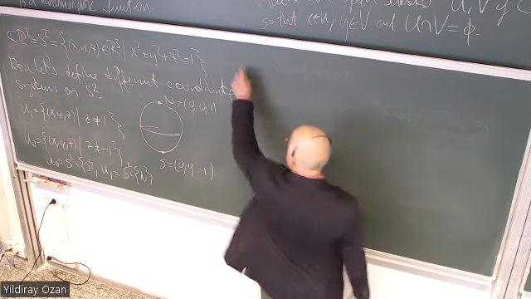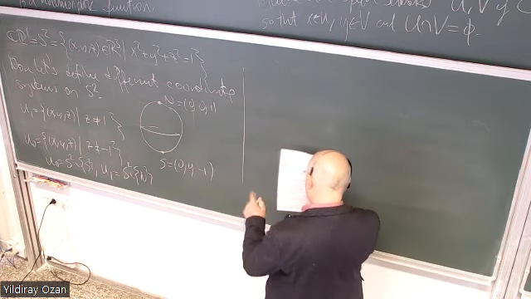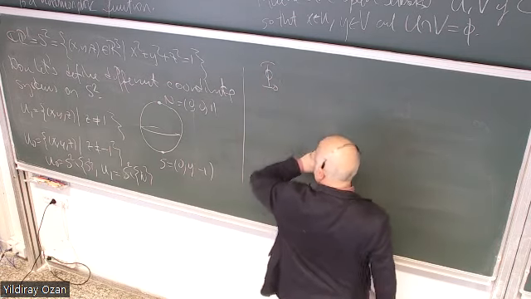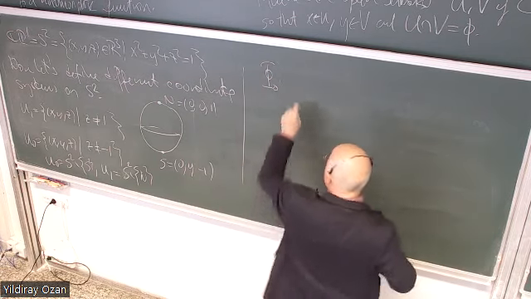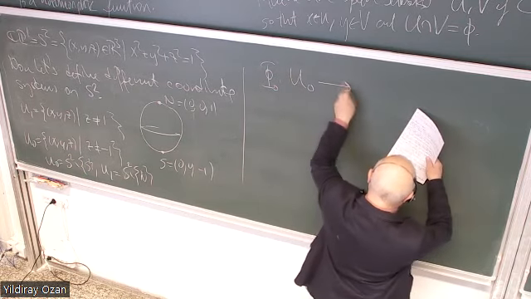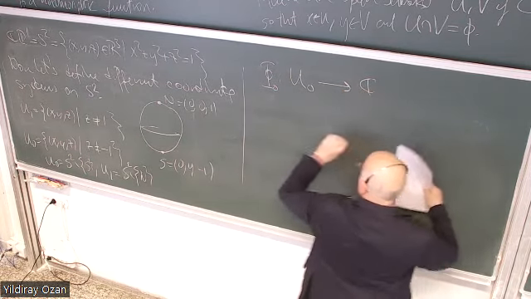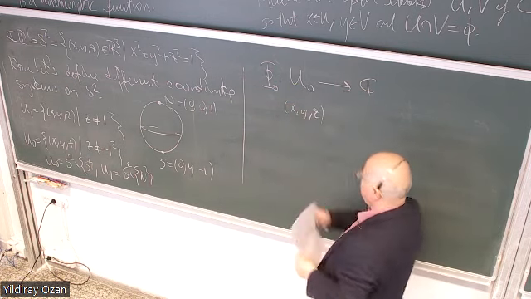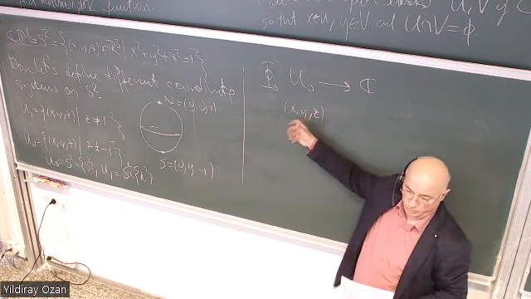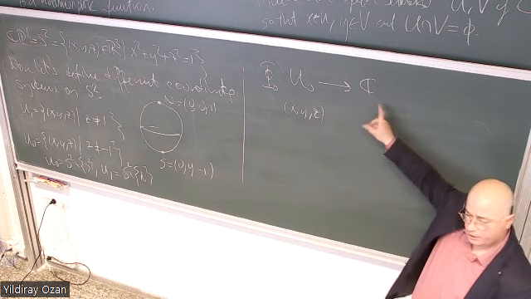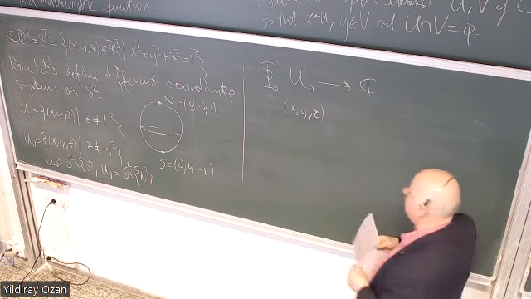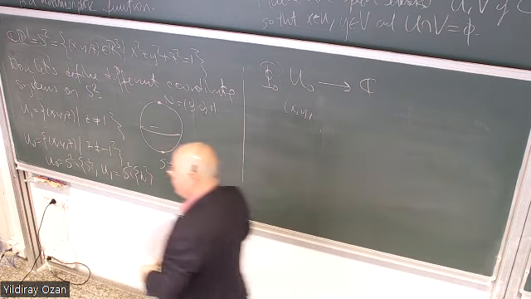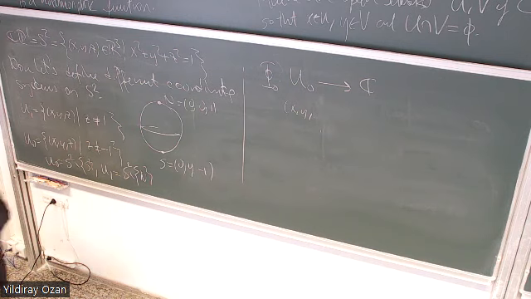What are the maps? Let me say pi 0. Pi 0 is this map from U0 into C. It maps the triple X, Y, Z. These are real numbers, okay? And they will map to a complex number. What is that complex number?